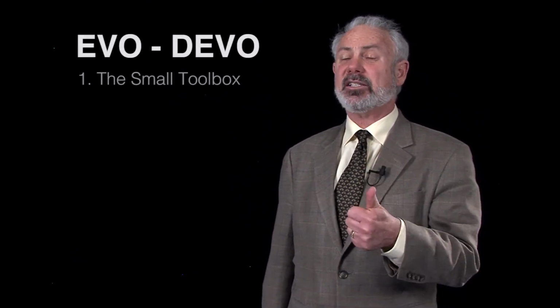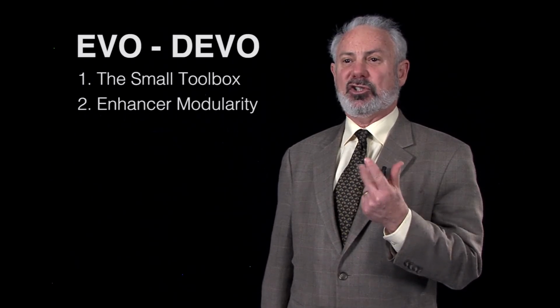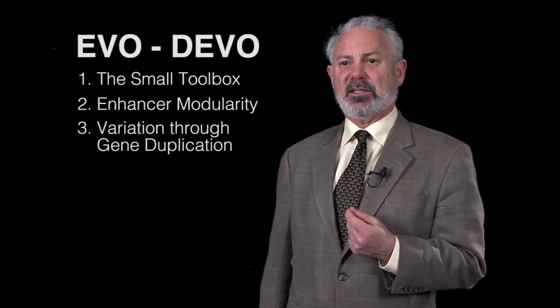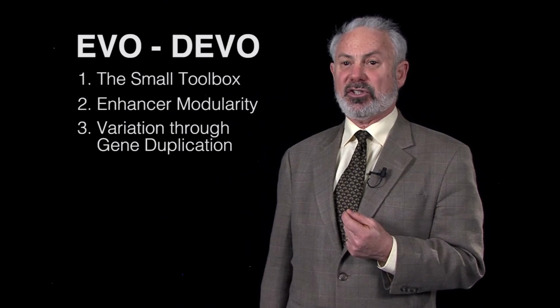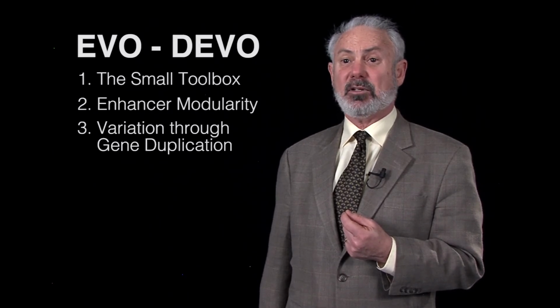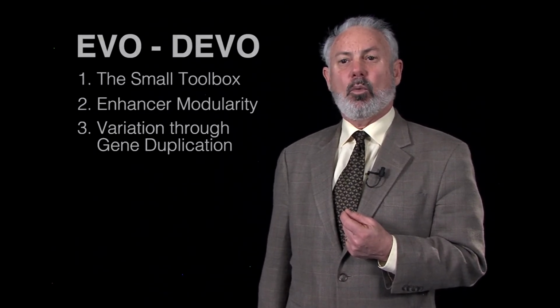We are now going to look at the developmental mechanisms that can produce large anatomical variations. We will be using those three principles of Evo Devo, the small toolbox, enhancer modularity, and gene duplication, to look at the mechanisms by which changes in gene expression can give rise to anatomical variations. What we find is evidence for what Francois Jacob called evolutionary tinkering.